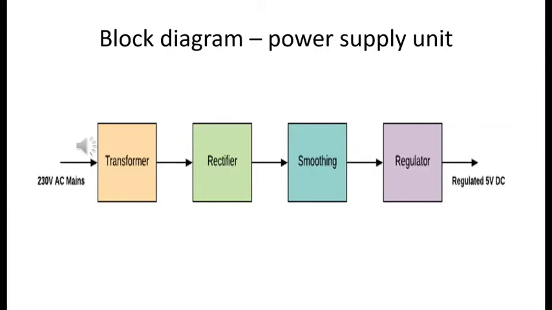The next block is the rectifier, and the rectifier is to convert the AC signal at the input of the rectifier to DC. There are several types of rectifiers. It could be a half-wave rectifier or a full-wave rectifier. The main component used in rectifier circuits is a diode. So we can go for a half-wave rectifier or a full-wave rectifier. In this case, we have utilized a full-wave rectifier.